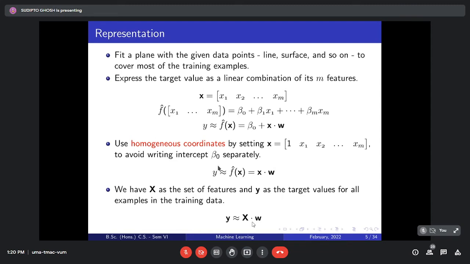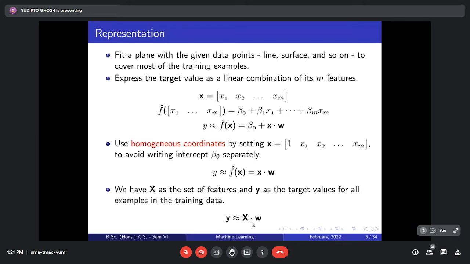So if we have n training examples, the capital X will be the matrix of all the features, and Y will be the vector of the target values for all the examples. Then the actual Y values are approximately the dot product of all the training vectors times some model parameters W. So this is the very basic general idea of the entire thing that we are trying to do.